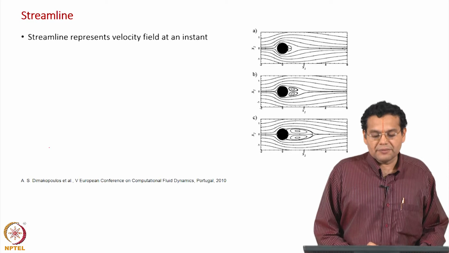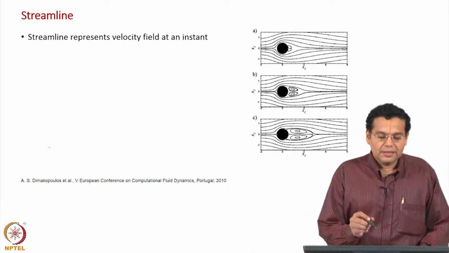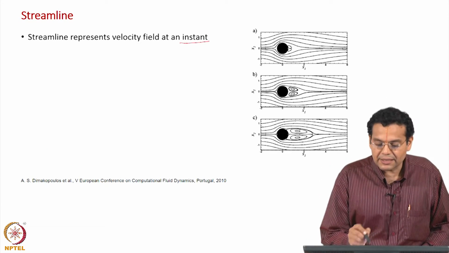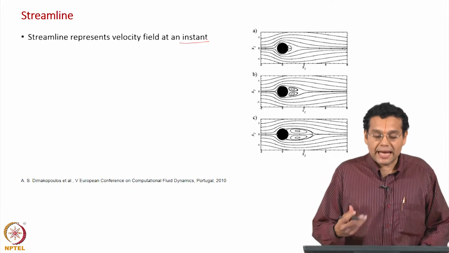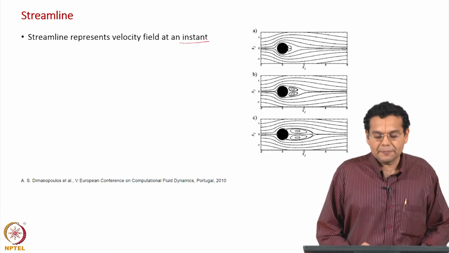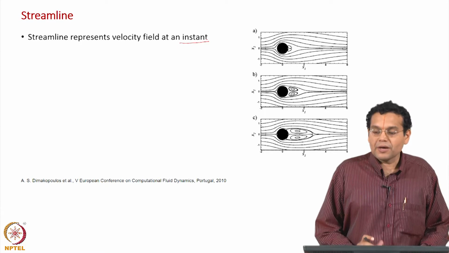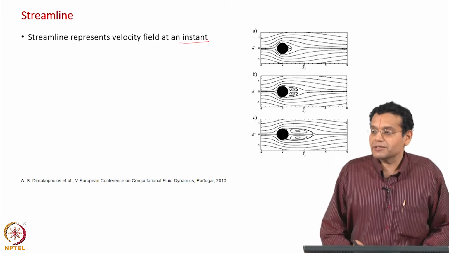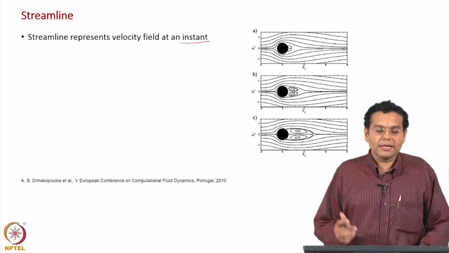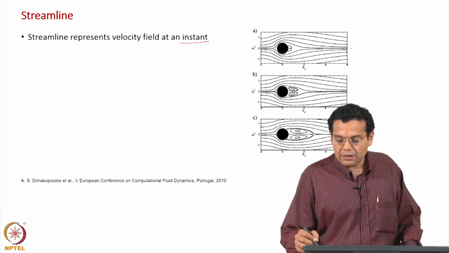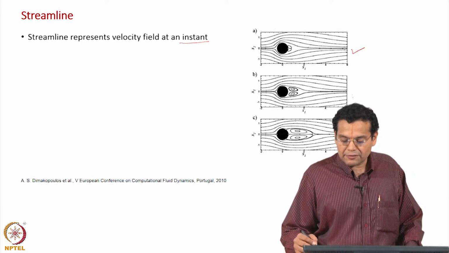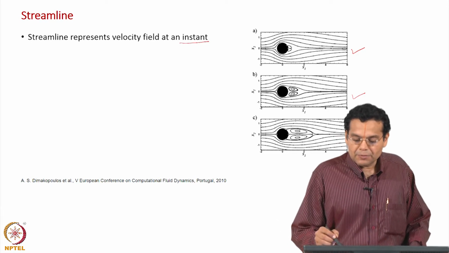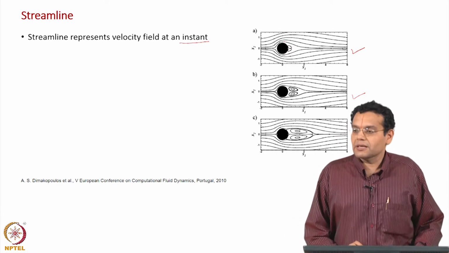Streamline represents the velocity field at an instant. I want to emphasize that it is at a particular instant. Streamlines can change as a function of time, and if you are given a set of streamlines, then you keep drawing tangents. For example, what is shown here is a set of streamlines for flow around a circular cylinder.